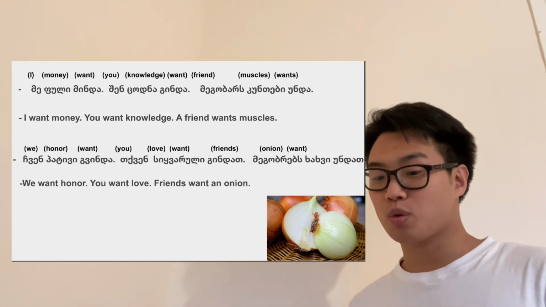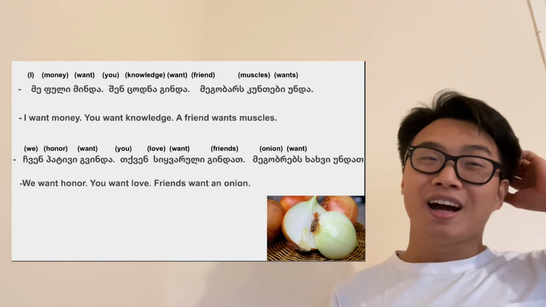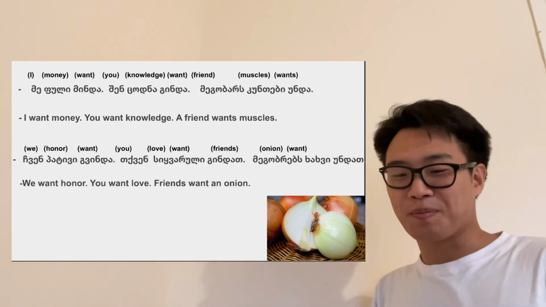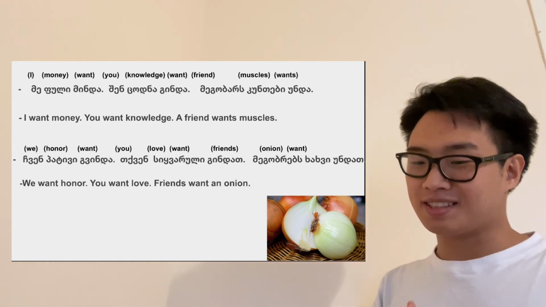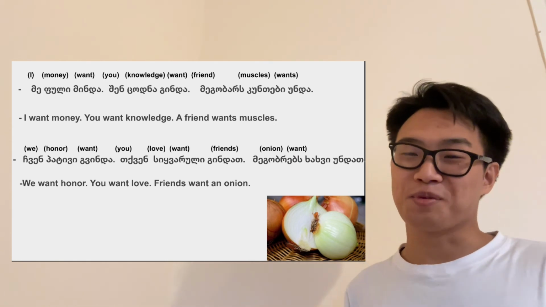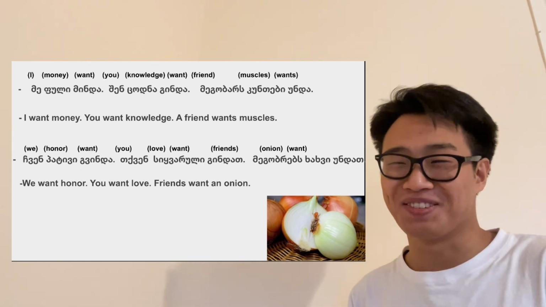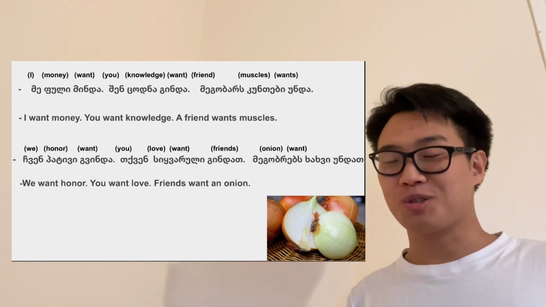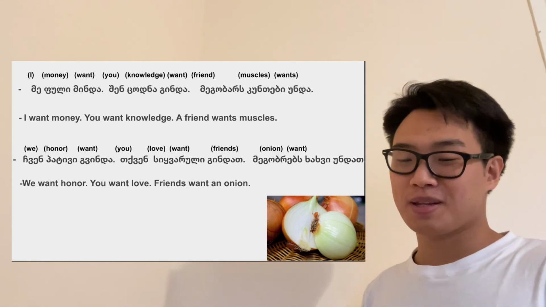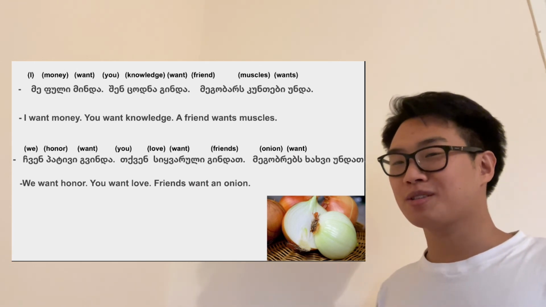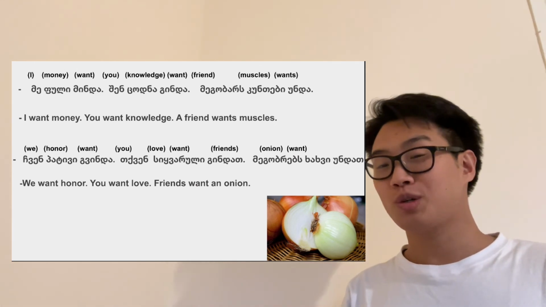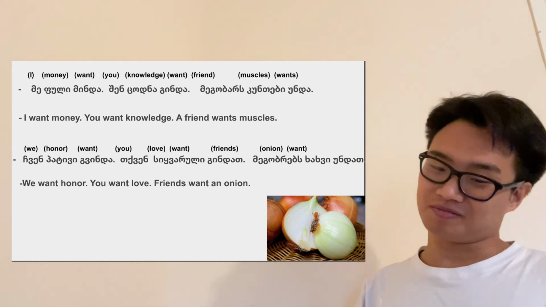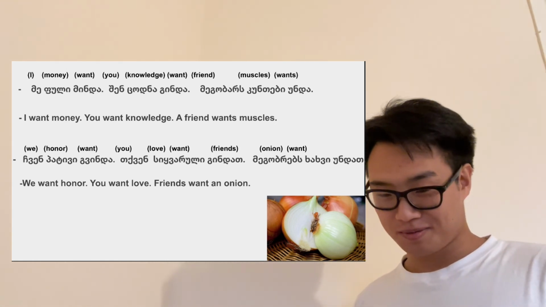And next, a friend wants muscles. I don't remember why I wrote these sentences. I prepared these slides a long time ago, so maybe I was so tired. Maybe I don't know, but it's fine. Maybe we can remember this new word. Kuntebi, muscles. Megobars, dative case. Megobars kuntebi unda. A friend wants muscles. Yeah, maybe. We have to work out.